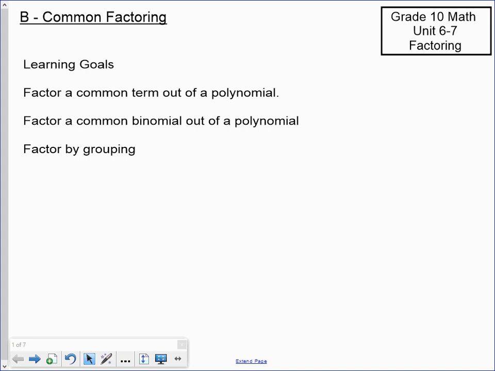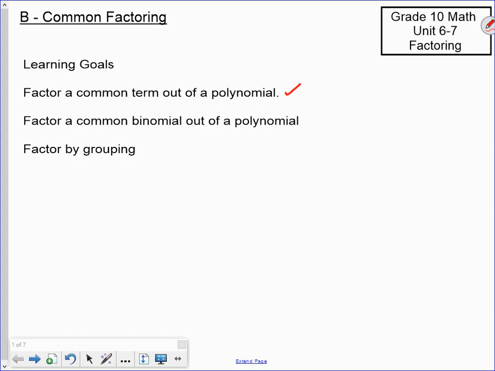This is our second lesson in Unit 6-7, factoring, and this is the first lesson where we're actually going to do some factoring. So here's what we want to be able to do by the end of this lesson. We want to be able to factor a common term out of a polynomial. And this is probably the most important thing to be able to do.